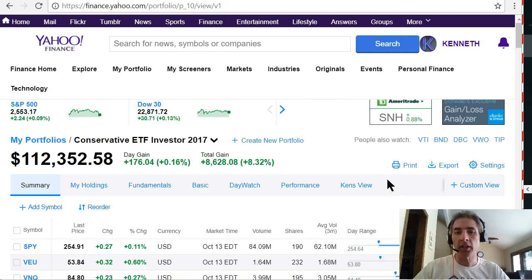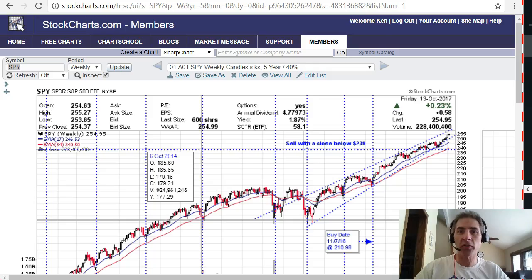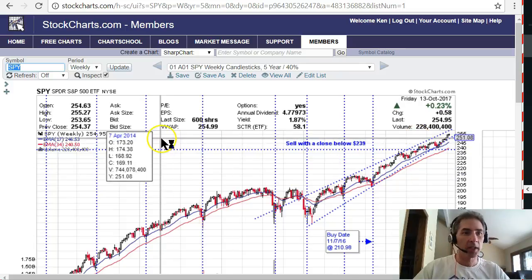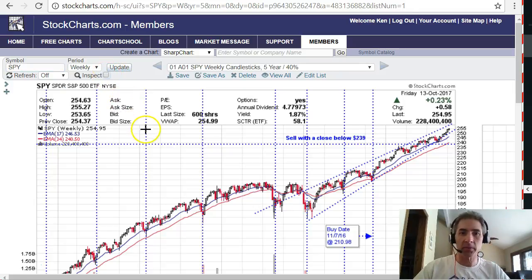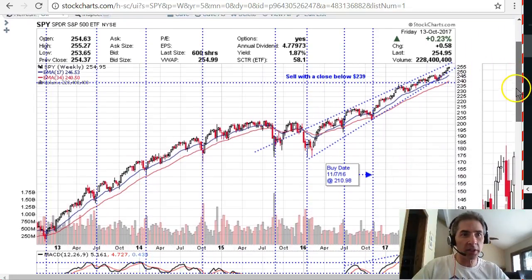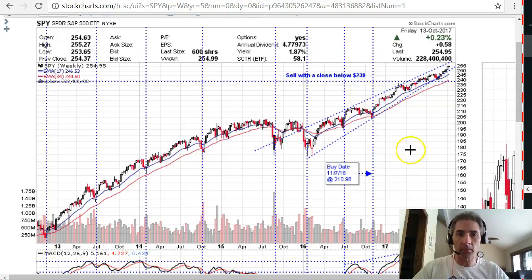Now we want to jump into our charts for our positions. All right, let's take out inspect mode here. We use stockcharts.com for our charting service. And now let's show you how well everything has done.